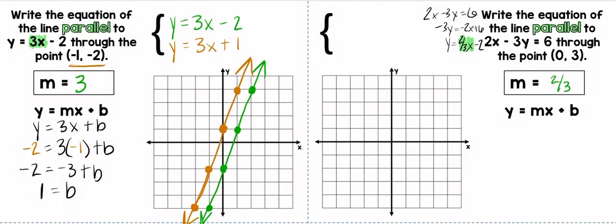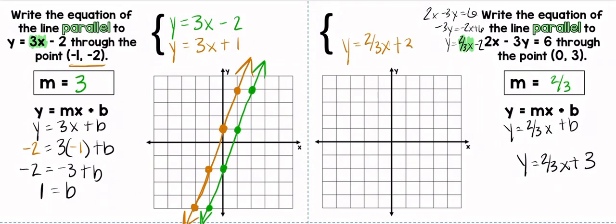Okay, and then I'm going to graph those. Or not graph those, sorry, I've got to plug it in. So y equals 2/3 x plus b. And since it passes through 0, 3, I automatically know that's my y-intercept. So y equals 2/3 x plus 3. So I have two equations: y equals 2/3 x plus 3 and 2x minus 3y equals 6.